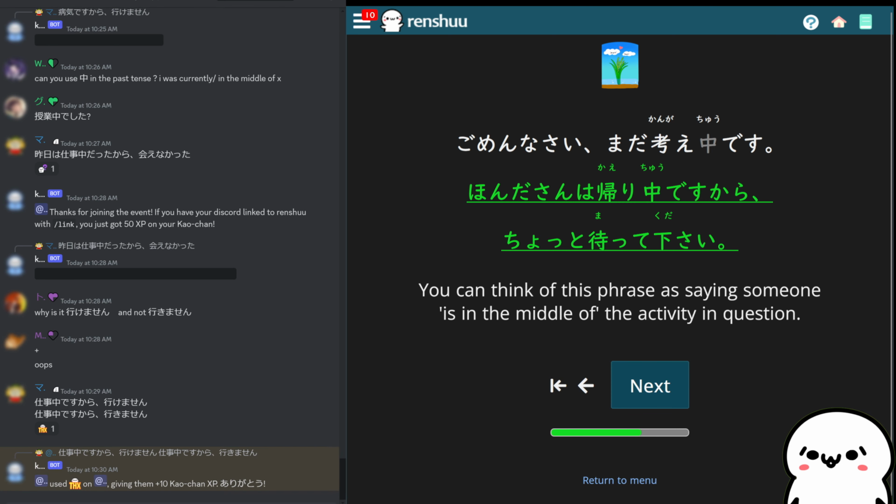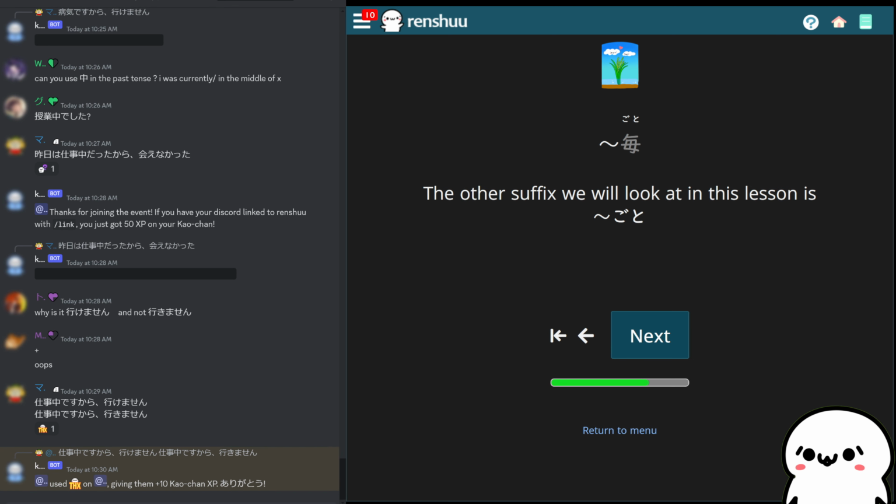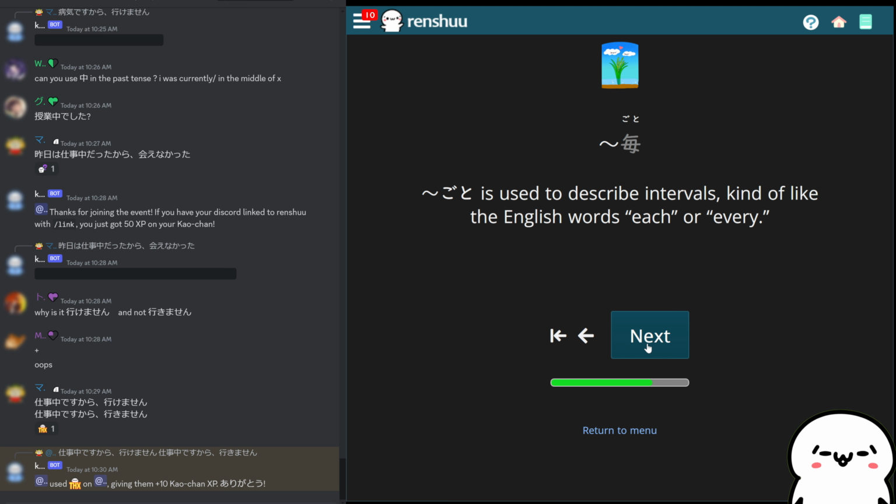Okay, let's continue. We have one more. This is a less common grammar expression, but it fits in so well with these other two that we're going to talk about today. And this one is, if you can see it, goto. Again, this is a suffix, and it refers to each or every. Now, that just by itself doesn't help you because there's lots of eaches and everys, and in English we cannot use goto for. But more specifically, it is being used to describe an interval, a period of time.